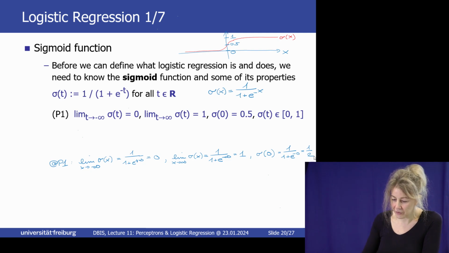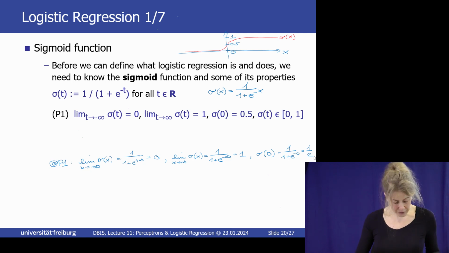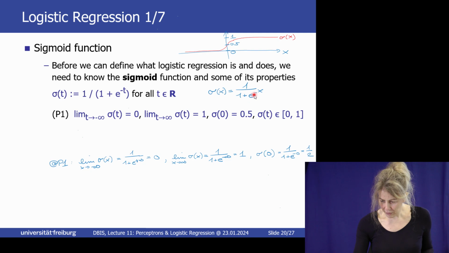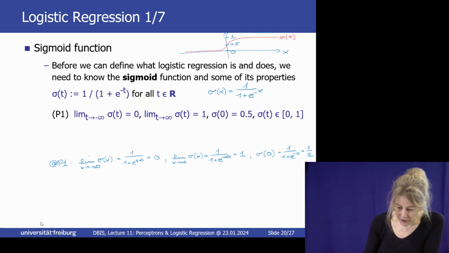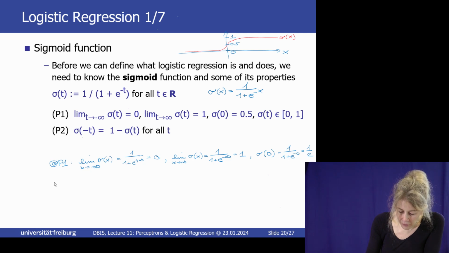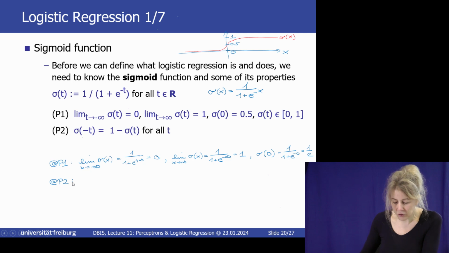I mean, it's always non-negative. No way you get a negative number here. And it also can't be larger than 1, because this here is negative. Okay. That was a warm-up. Let's do the second property. That's interesting, and it will be useful in the following. Just some warm-up about the sigmoid function.